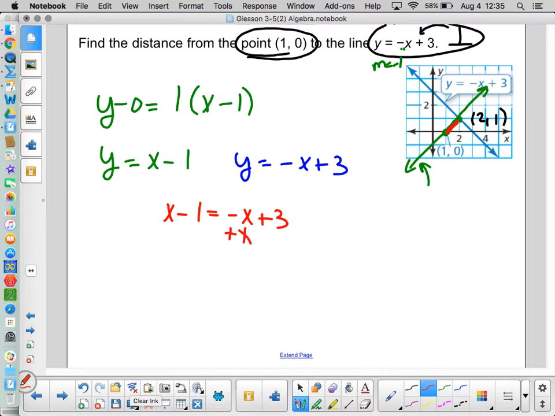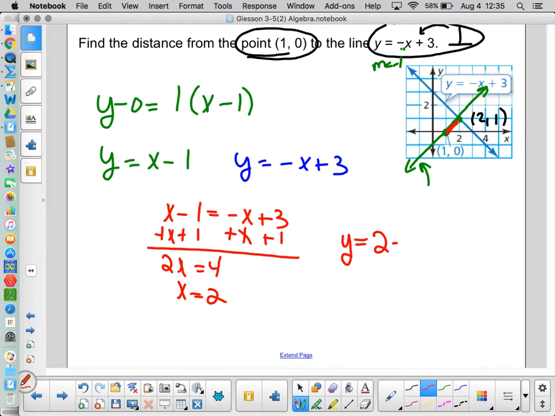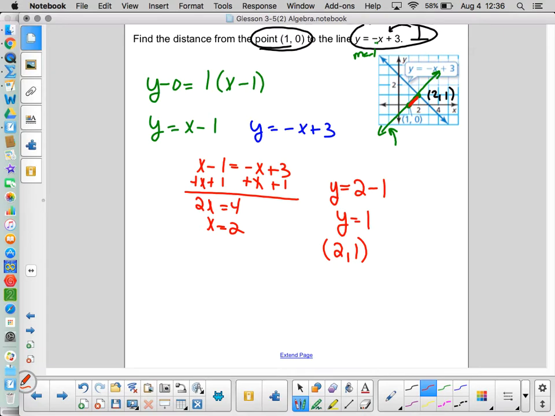Solving this out, I add x to each side, add 1 to each side. I get 2x equals 4, so x is 2. Once I know the x-coordinate, I can find the y-coordinate by substituting into either equation. So y equals x minus 1. So y equals 1. So the point 2, 1 is my point of intersection, which we already got. But that's a process we'd have to go through if I couldn't see it completely on the coordinate plane.